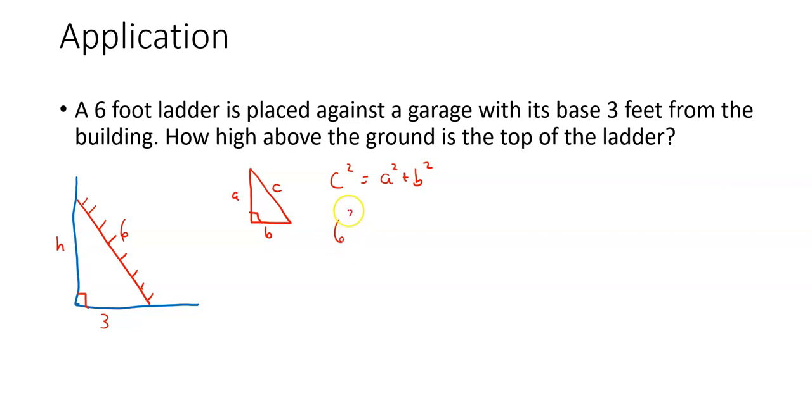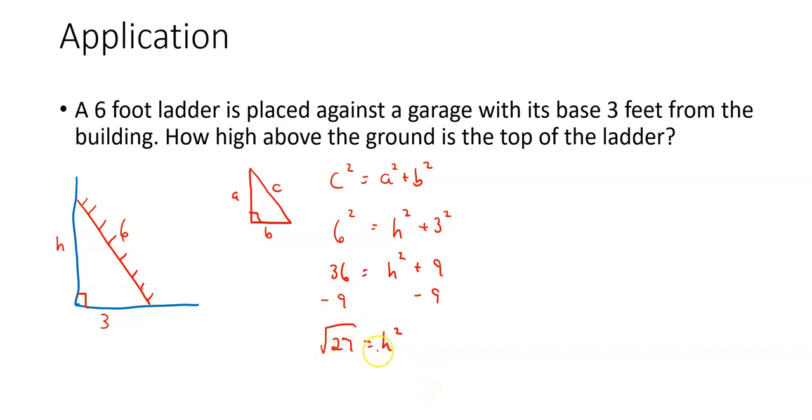We have 6 squared equals, I don't know what the height is, but I know the other side is 3. Square first. So 6 squared is 36. 36 equals height squared plus 9. Let's subtract the 9 from both sides. 27 is equal to h squared.